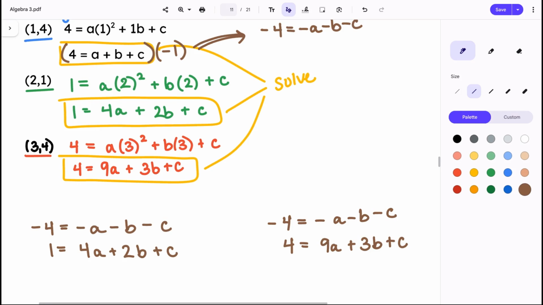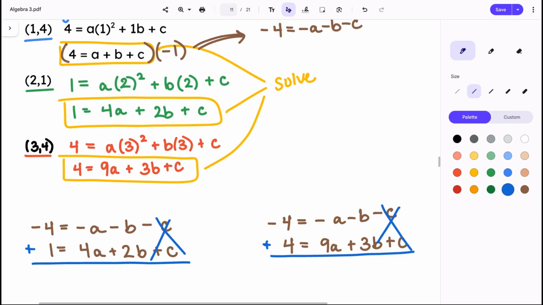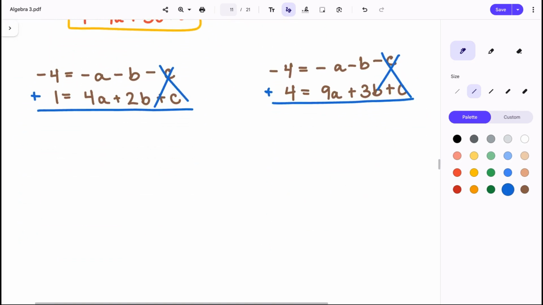Okay. Now, the reason why I'm doing this is because my c's are opposite signs. They already had the same coefficient, so I don't have to worry about multiplying by a number or anything like that. I'm just going to add my equations now, and I'm going to solve for whatever's left. So my c's should cancel on both sides. What am I left with on the first pairing? Good. And what am I left with on the second set?